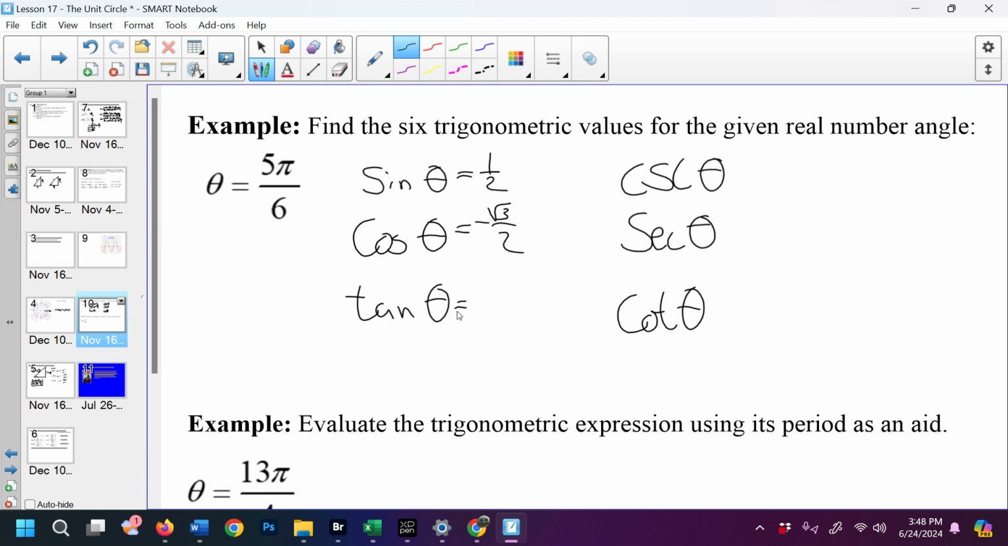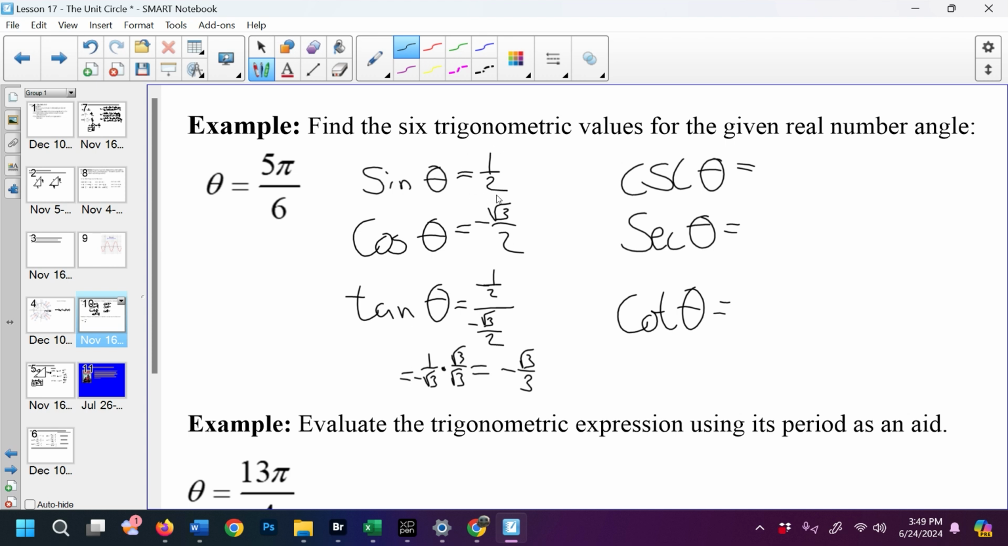And then the tangent will be the y over the x. So in this case, I get a half over negative square root of 3 over 2. And when I do that reciprocal, I unfortunately get 1 over negative square root of 3, which I need to rationalize the denominator. So square root of 3 over square root of 3, just multiplying by 1. That gives me a final answer of negative square root of 3 over 3. 1 times square root of 3 is square root of 3. Negative square root of 3 times square root of 3 is negative 3. I move the negative up.